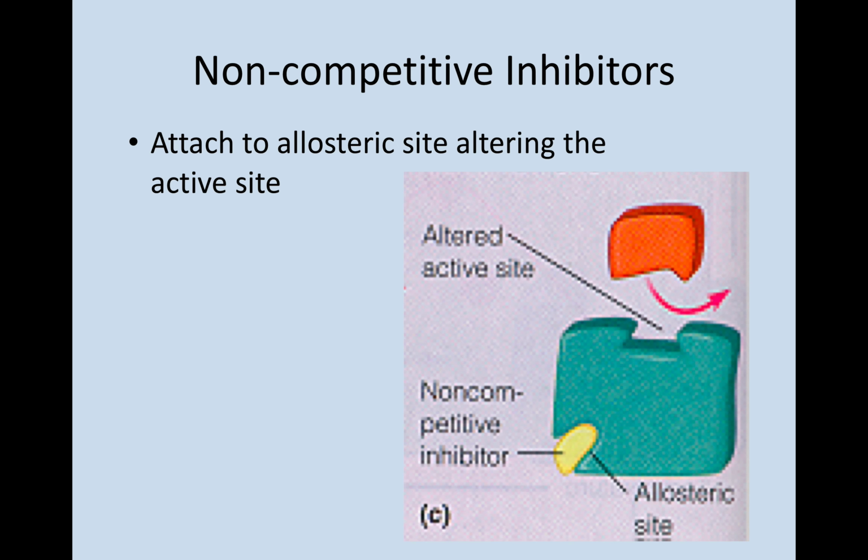Now, non-competitive inhibitors attach to allosteric sites. Here's our non-competitive inhibitor and an allosteric site. If you attach an inhibitor to an allosteric site, it's going to distort the active site so the substrate can't attach. There aren't any antibiotics that work in this fashion, but it may explain the toxic effects of certain metals like arsenic and lead, how they affect not only us as humans, but bacterial growth as well.